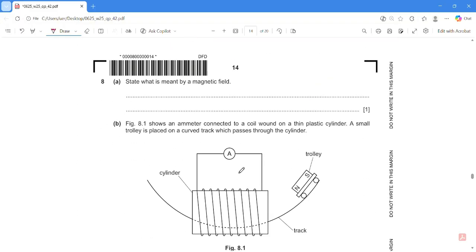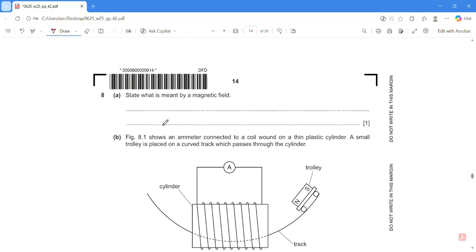Okay. Now question 8. State what is meant by magnetic field. So magnetic field is the region in which the magnetic poles experience force. Done.